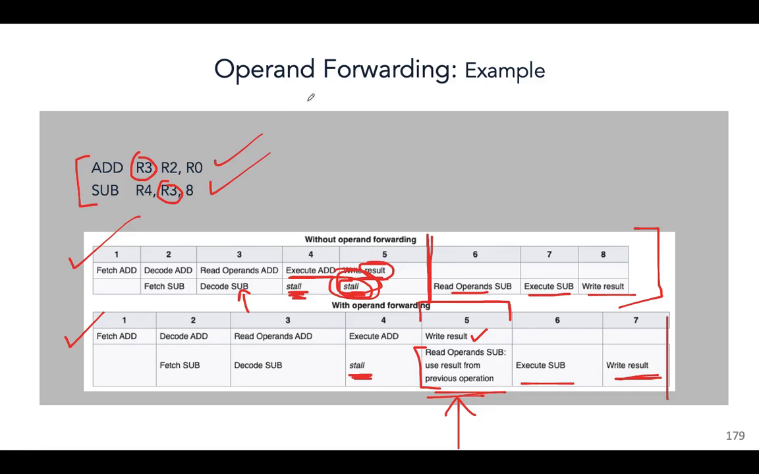Without operand forwarding, you have to wait till the complete end of the first instruction before the subtract instruction can get the necessary operand. But with operand forwarding, this instruction will simply forward the required operand to the next instruction so that the next instruction can start its operation without having to wait. This is what operand forwarding is.